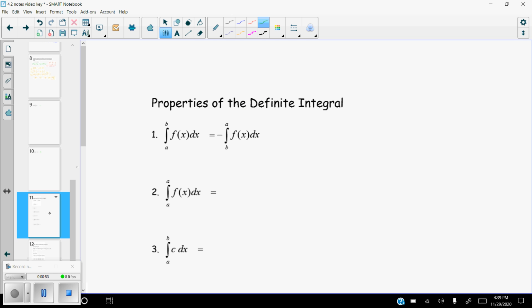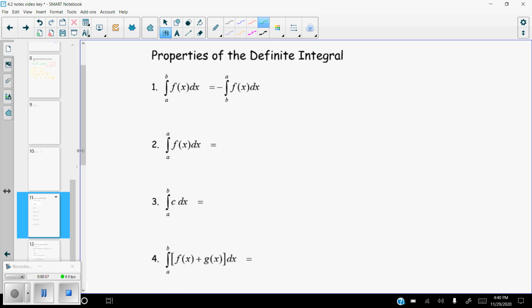All right, the next page, some properties of the definite integral that we need to cover. And at some point, you will probably see all of these in use. First one says that if I take the integral from a to b of f of x dx, it's the same thing as the negative integral from b to a of f of x dx. So the only thing you should notice there is that on the right side of the equation, the bounds have been flipped. It goes from b to a instead of a to b. And there's a negative out in front.